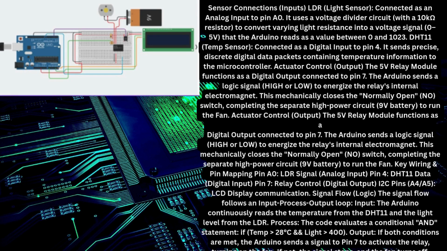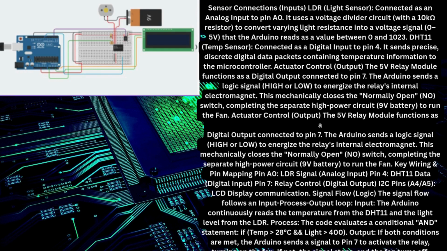The 5 volt relay module functions as a digital output. Connected to pin 7, the Arduino sends a logic signal, high or low, to energize the relay's internal electromagnet. This mechanically closes the normally open switch, completing the separate high power circuit with a 9 volt battery to run the fan.